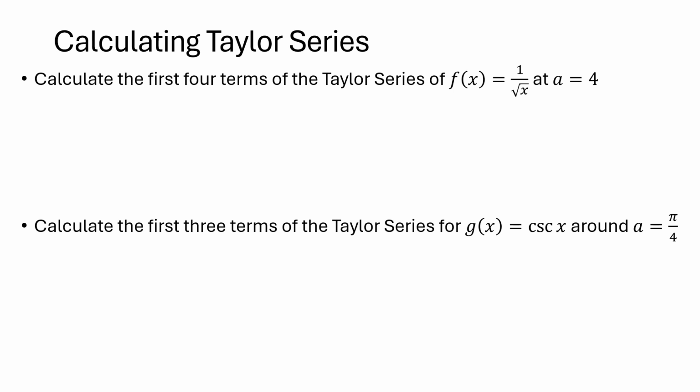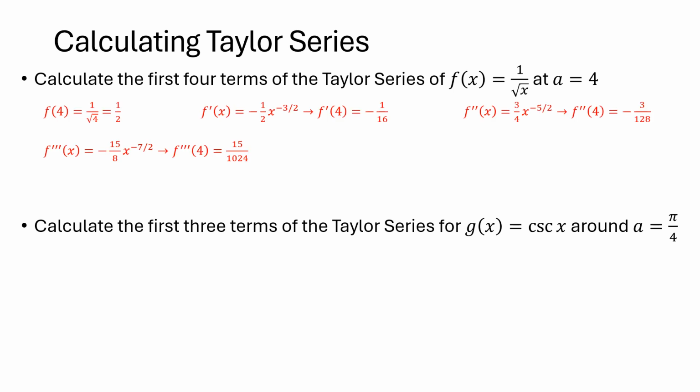So anyway, the key thing about Taylor series is that we need the value of the function and we need the value of its derivatives. So that means we're going to plug our a value into the function. Then we're also going to take derivatives and plug it in there. So plugging in 4 into 1 over square root of x gives 1/2.